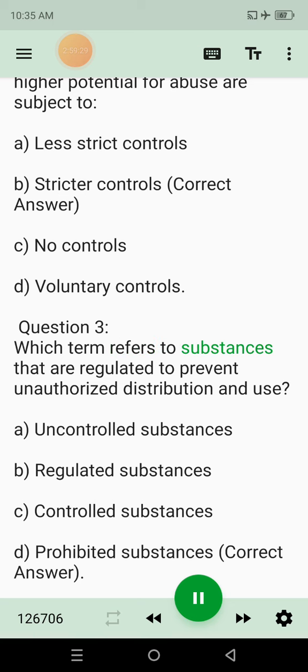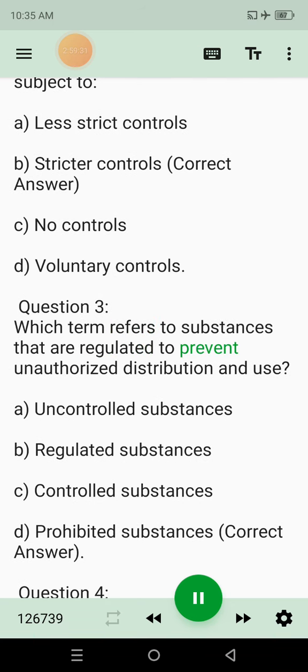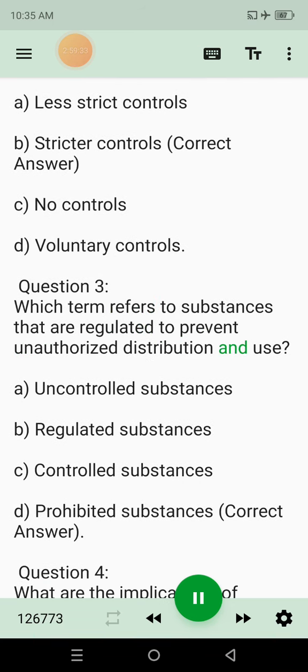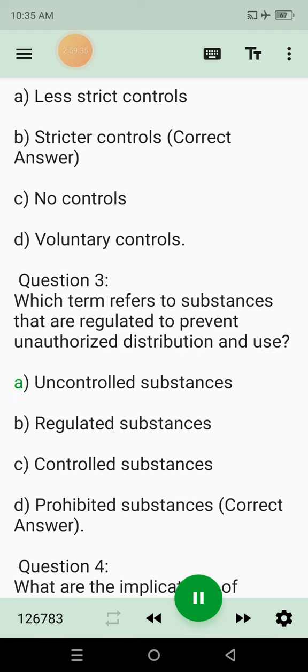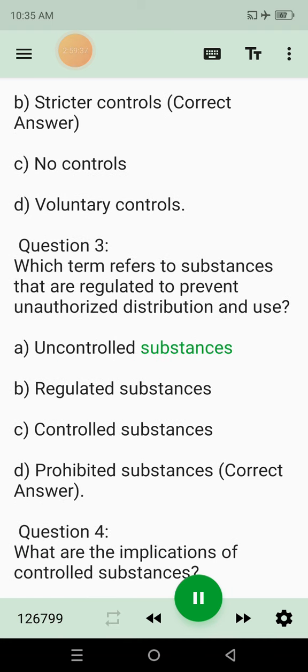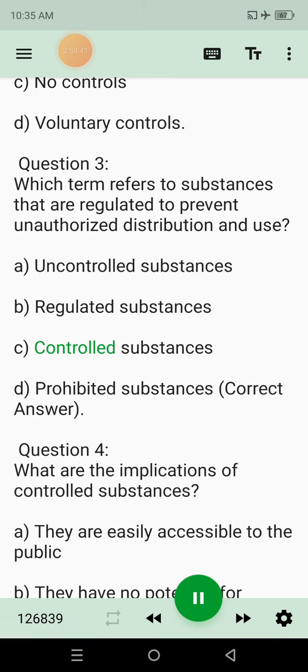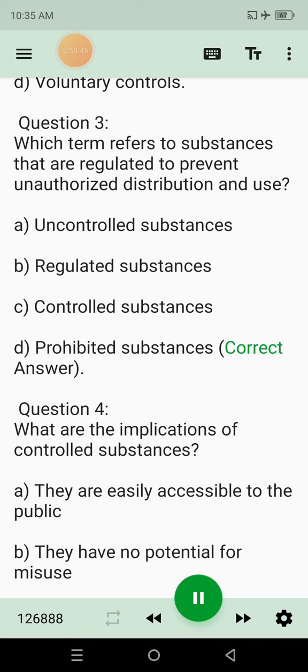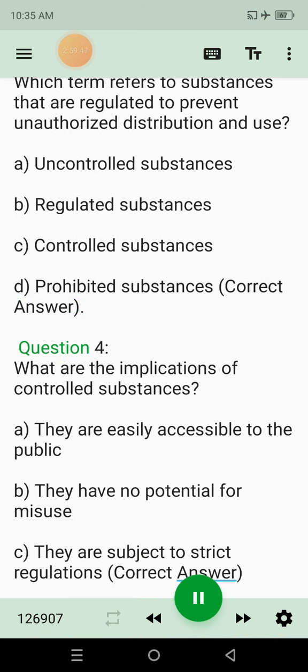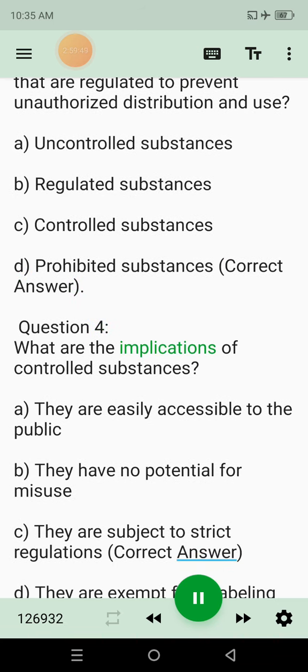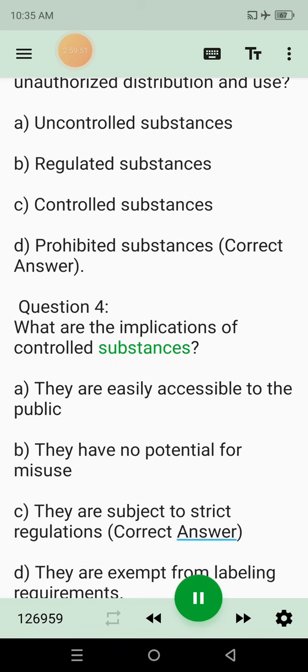Question 3. Which term refers to substances that are regulated to prevent unauthorized distribution and use? A. Uncontrolled substances. B. Regulated substances. C. Controlled substances. D. Prohibited substances. Correct answer.